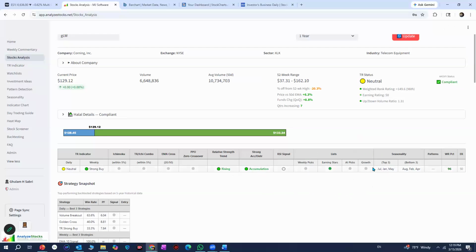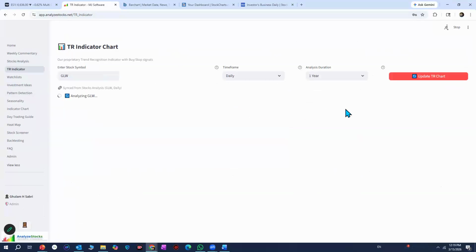It's part of one of our investment idea lists; there are 4 or 5 on this page. One is Earning Star, and it's part of that. Its weighted rank is very high, 96. Earning rating is quite high. It has beaten 50% of the stocks. Now I will move to the TR indicator chart. You have a question on its TR indicator.